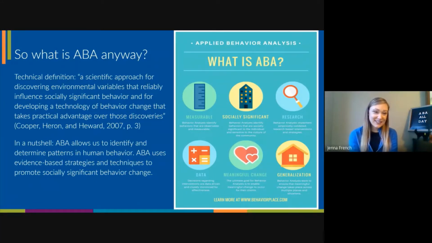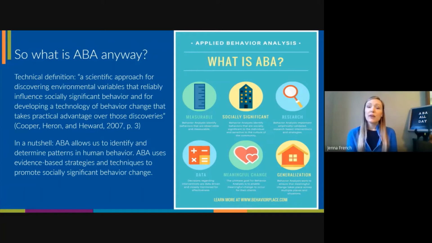The technical definition is that applied behavior analysis is a scientific approach for discovering environmental variables that reliably influence socially significant behavior and for developing a technology of behavior change that takes practical advantage over those discoveries. That is a mouthful, and it requires a little bit of unpacking. So in a nutshell, ABA allows us to identify and determine patterns in human behavior. ABA uses evidence-based strategies and techniques to promote socially significant behavior change.